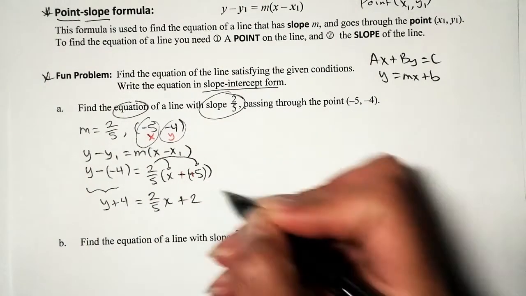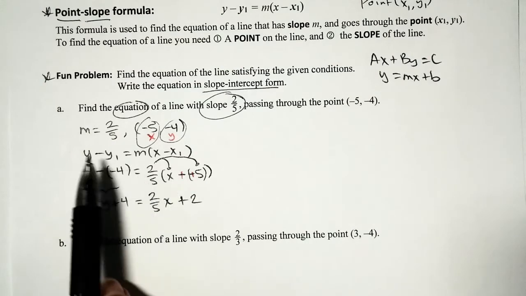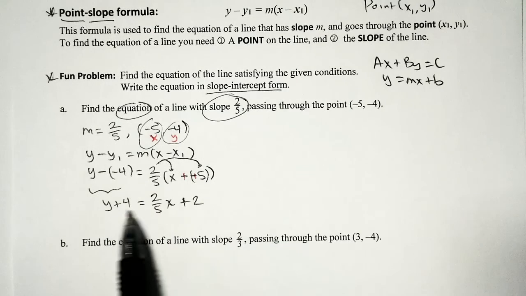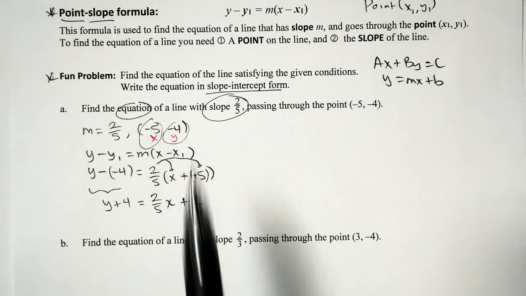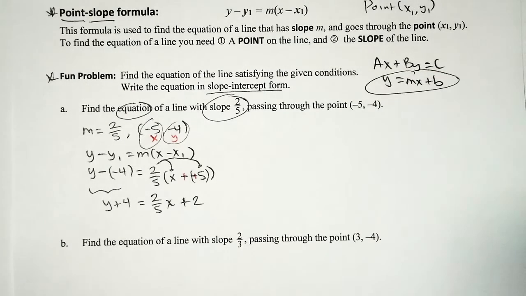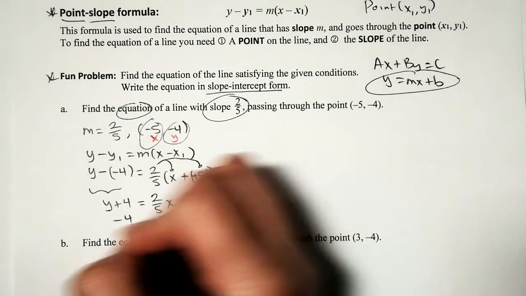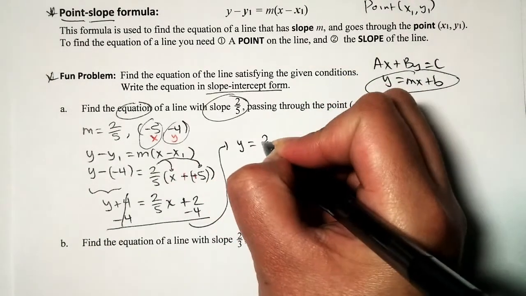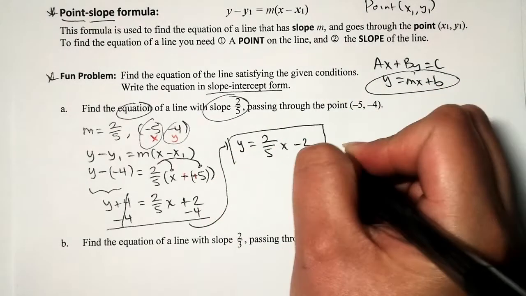Cool. So the first line is an equation of a line that has a slope of 2/5 and that passes through -5, -4. The reason why we kept going is because we have to write the equation in slope-intercept form, or y equals mx plus b. But we almost got this. Let's go ahead, subtract 4 from both sides, and when we do, that will give us y equals 2/5 x minus 2. We nailed it.